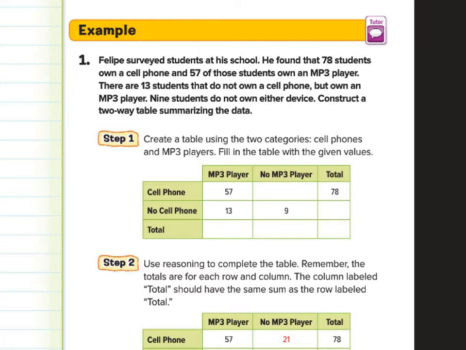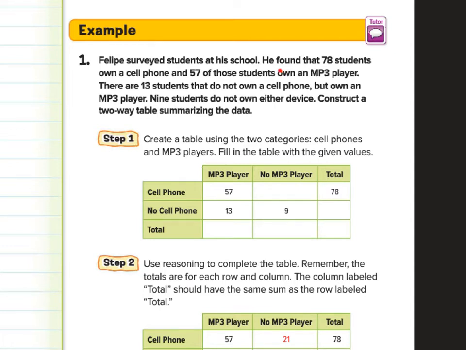So we need one for the ones that own a cell phone, the ones that own an MP3 player, and the ones that own neither. Or actually, no, cell phones, MP3 players, okay, very good. And no cell phones, no MP3 players. So here we have the two-way graph. We have people that own MP3 players and no MP3 players, and on here we have people that own cell phones and no cell phones.